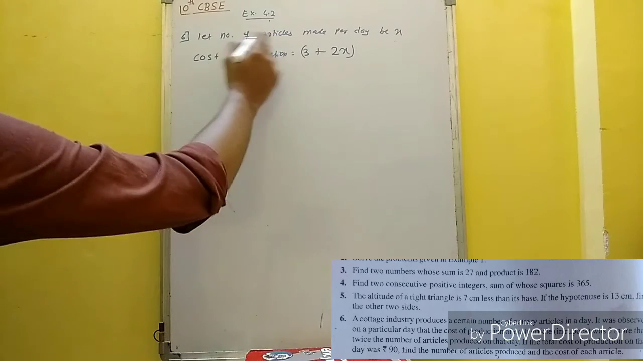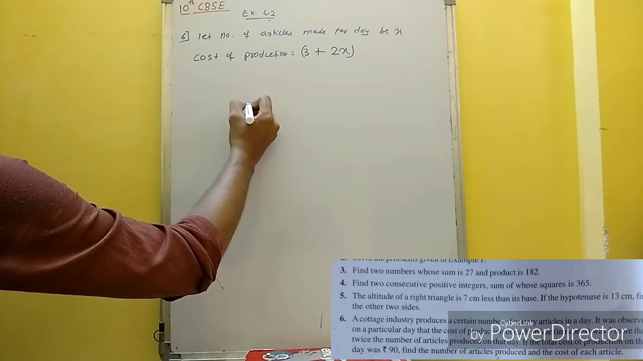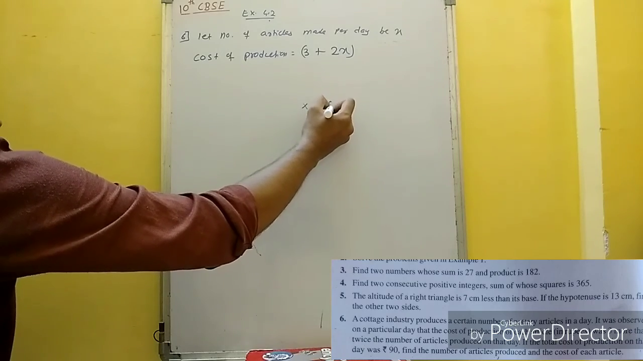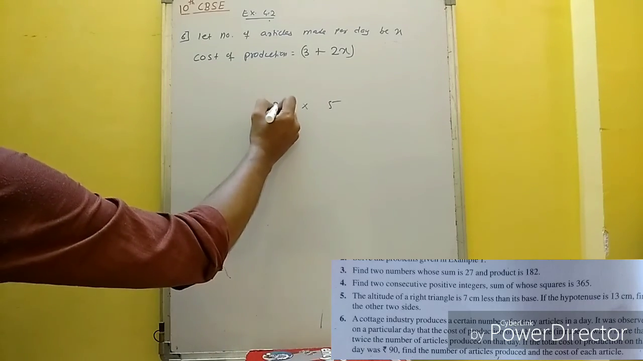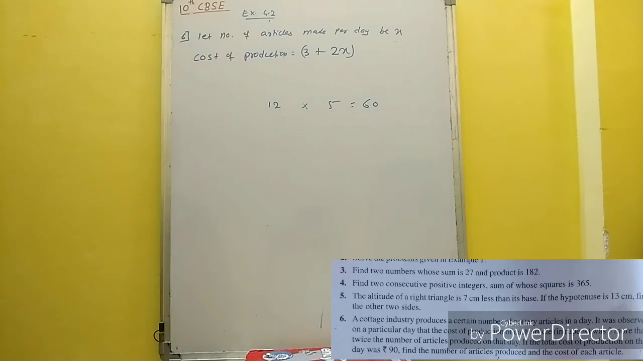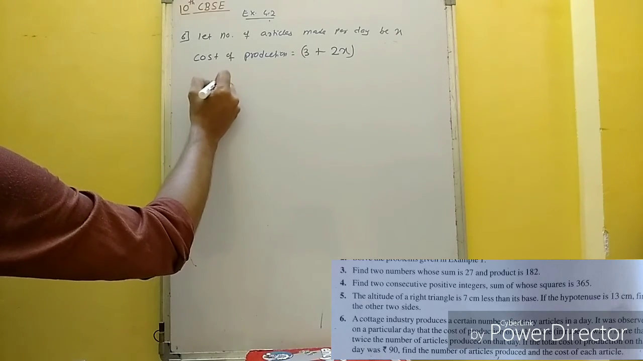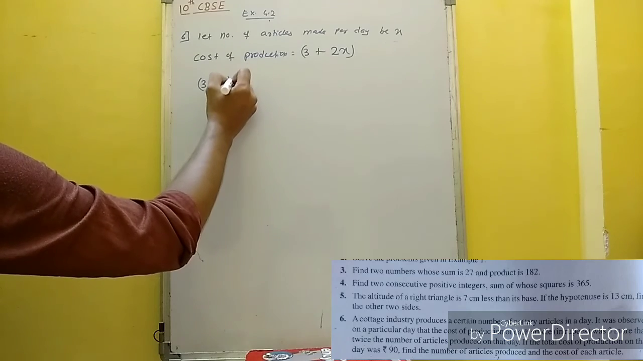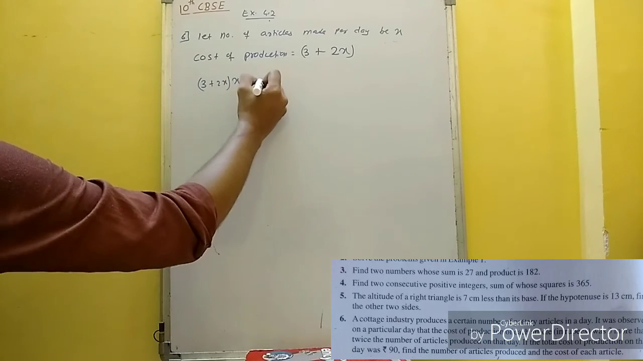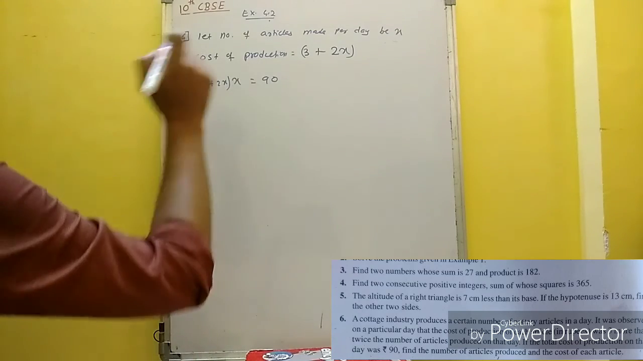Okay, so you can see that number of articles is x. So let's suppose that number of vada pav you ate per day is 5 and the cost of one vada pav is 12. So what is the total cost? 12 5s are 60. Similarly, we can do here also that cost of one product is 3 plus 2x and number of articles is x, and total cost is 90 as per your textbook. You can see the last part of the second last line. Total cost of production on the day was 90. So total cost of production is 90.